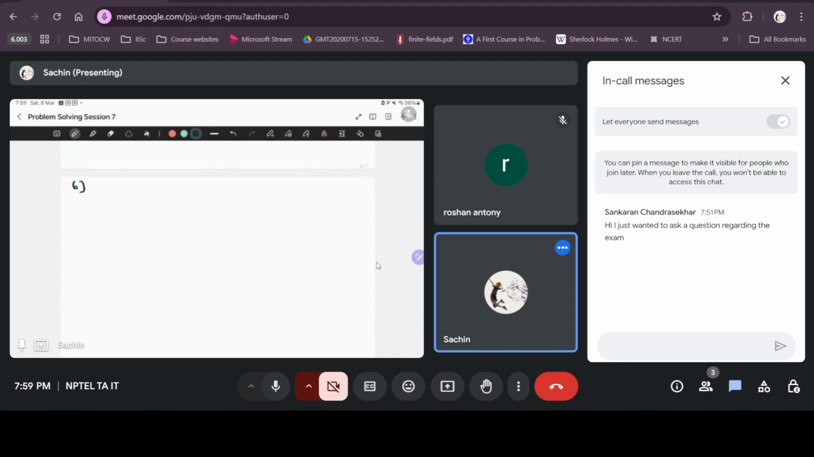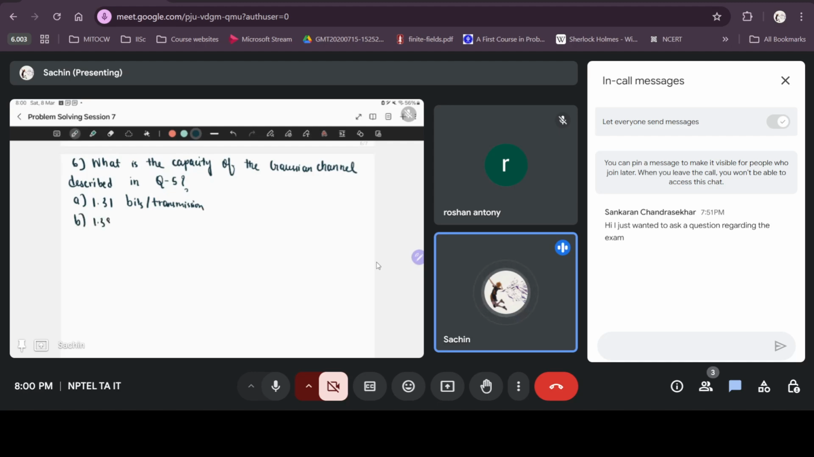Question 6. What is the capacity of the Gaussian channel described in Q5? 1.31 bits per transmission, 1.38, 0.96, or none of the above?